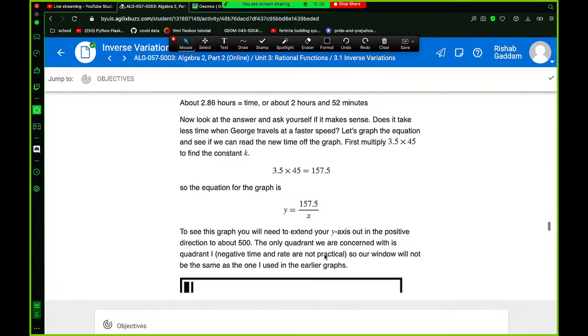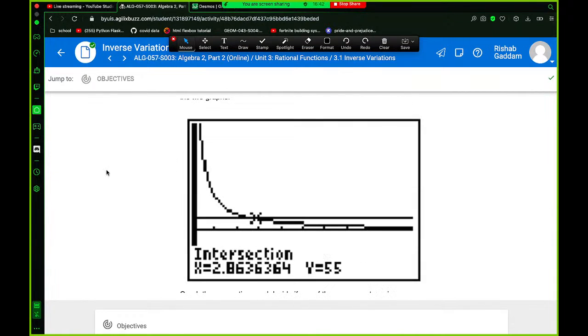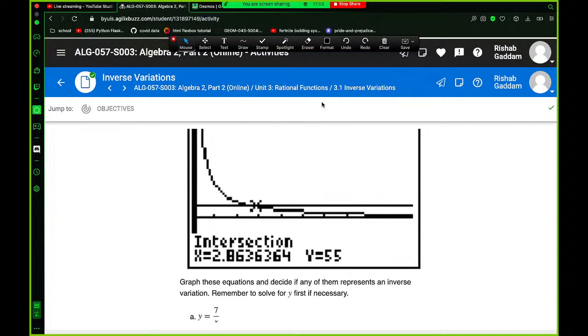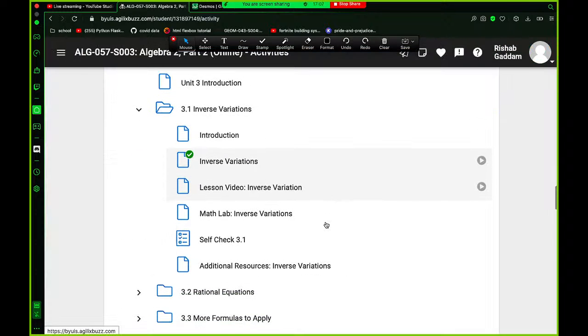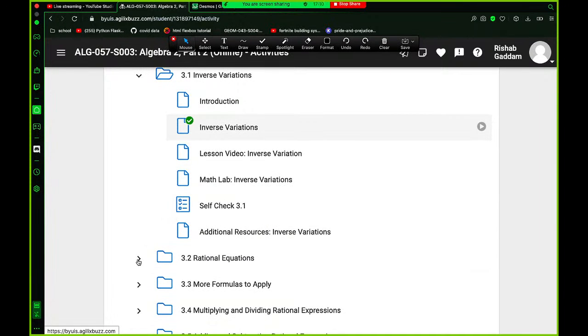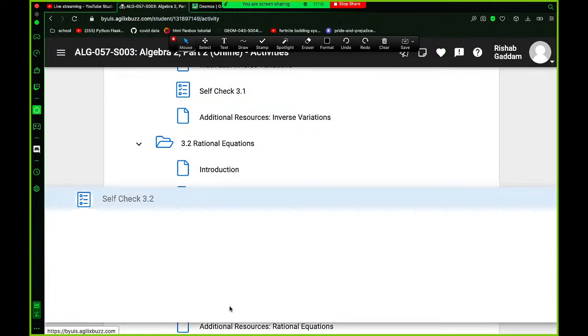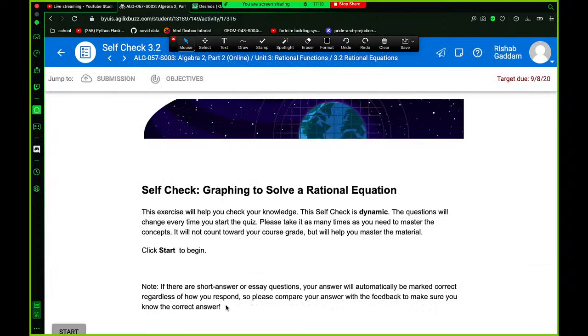Here's another example, kind of. This is also called an inverse variation because it gets bigger and bigger the closer you get, and it gets smaller and smaller the farther away you get from the y-axis. That's why it's called an inverse variation. Now let's move on to the next topic, which is rational equations.